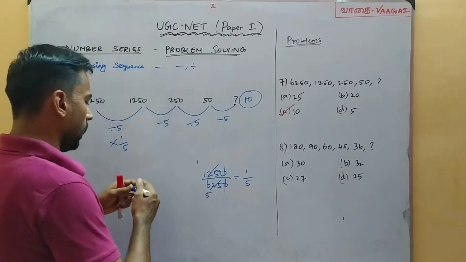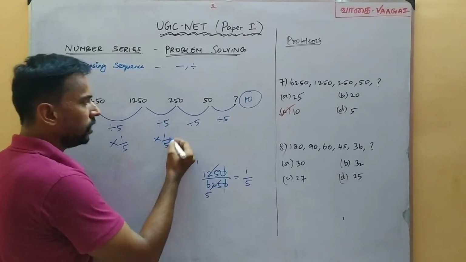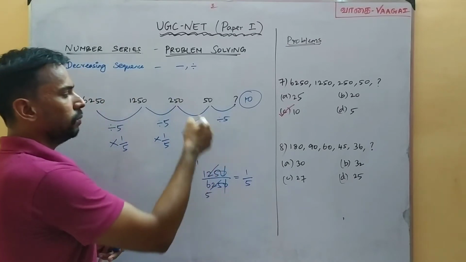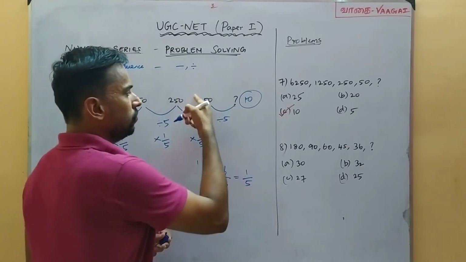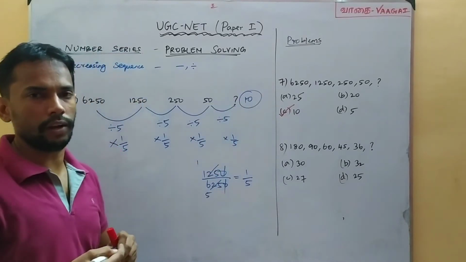So the same thing acts here also. 1250, when I multiply it with 1 by 5, I can get 250. So 250, when I multiply it with 1 by 5, I will be getting 50. And obviously 50 into 1 by 5 will give us the correct answer, which is going to be 10.